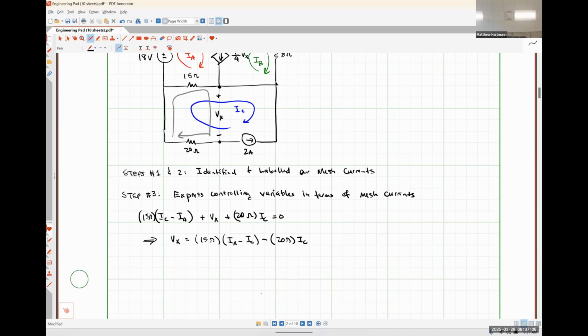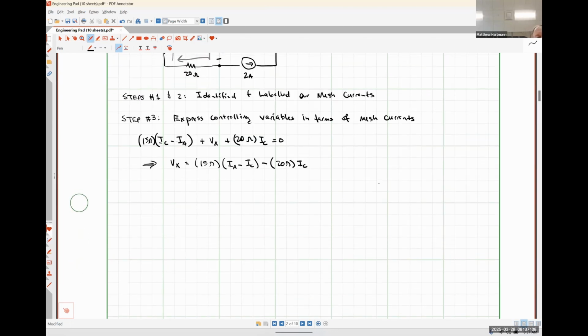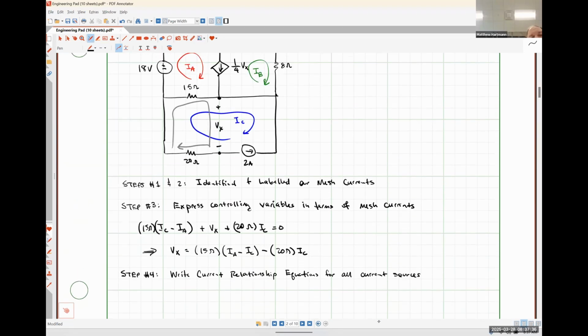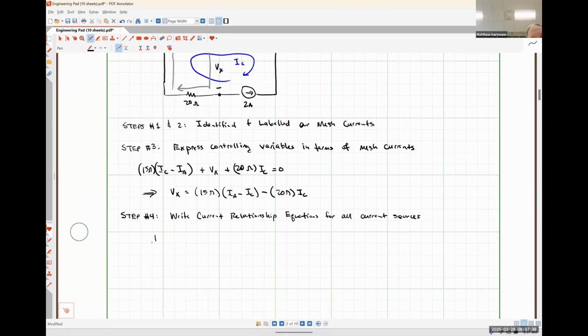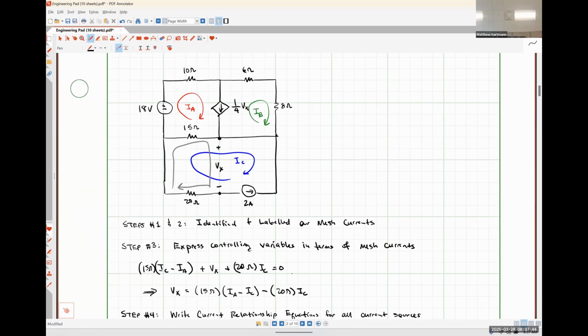All right, so step number 4. We are going to write current relationship equations for each current source, or let's just say for all current sources. Okay. So let's start with that 1/4 Vx current source in the top middle.